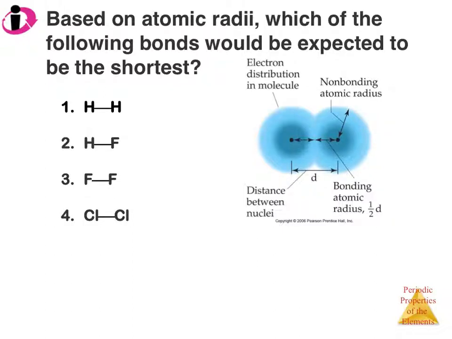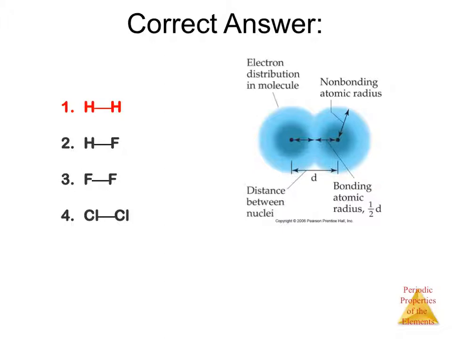Okay, how about this question? Based on atomic radii, which of the following bonds would you expect to be the shortest? So the bond is going to be the distance between the nuclei, right? So we're going to have to look for the atoms involved that are the smallest, and those that are the smallest are going to be hydrogen, and therefore the hydrogen molecule.